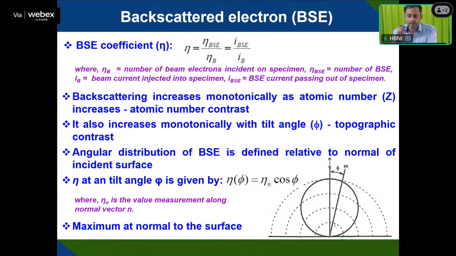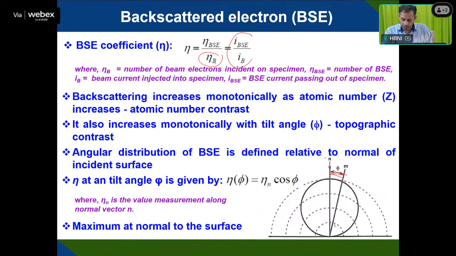The backscatter electron that you produce here, the coefficient of the backscatter electron will depend upon the number of beam electrons incident on the specimen, that is NB, and the number of backscattered electrons. You can express it in terms of current also. So if I apply some number of electrons, this is called the coefficient. You can find out the backscatter coefficient, and it all depends upon this tilt angle theta.